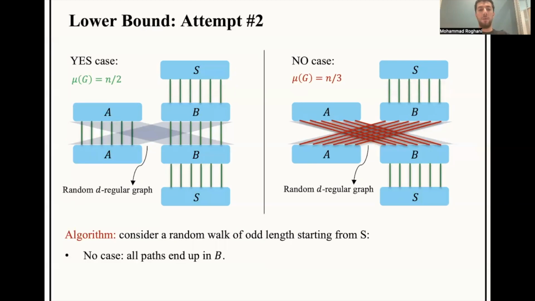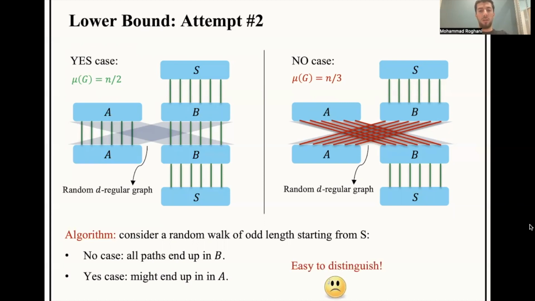In the no case, all those paths will end up in B because of the parity of the parts. When you are in B, you will go to S or A, and then from S or A, you will go to B. But if you are in a yes case, when you start from S, you might end up in A because of the BB edges.